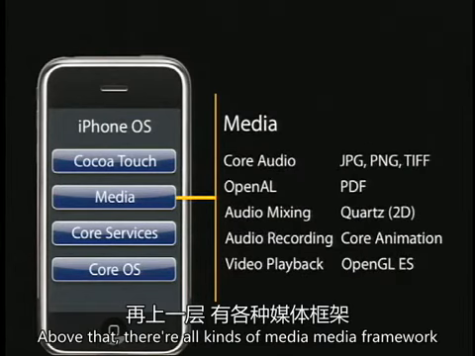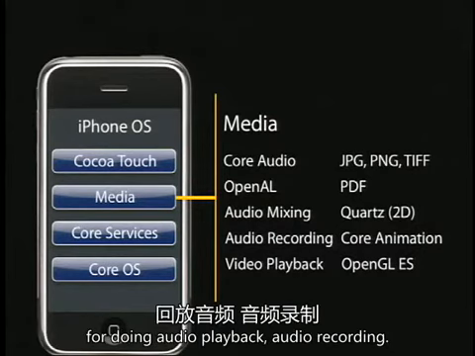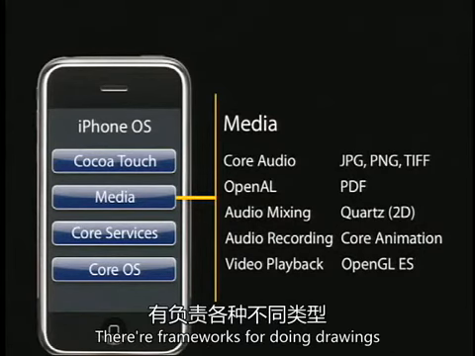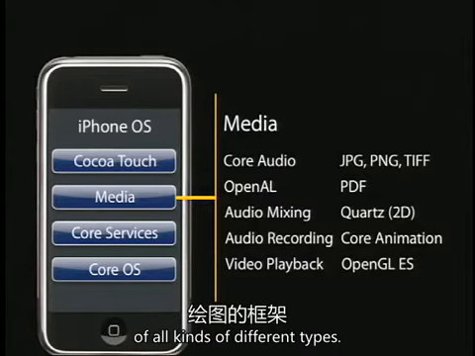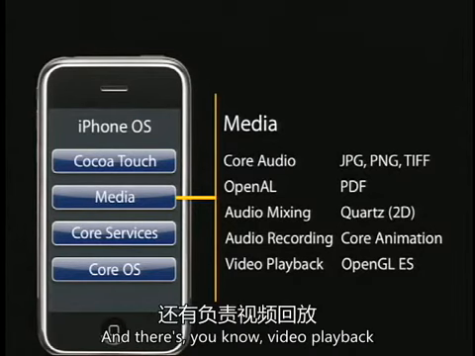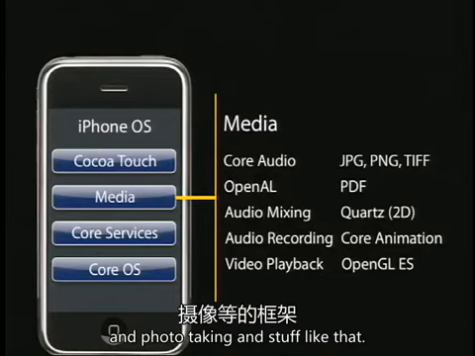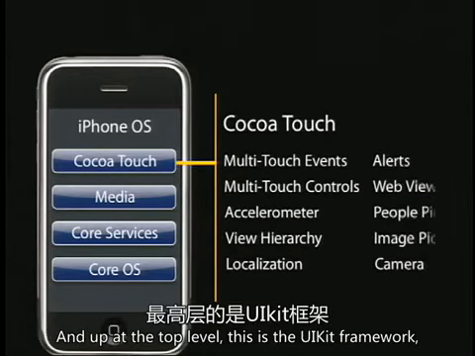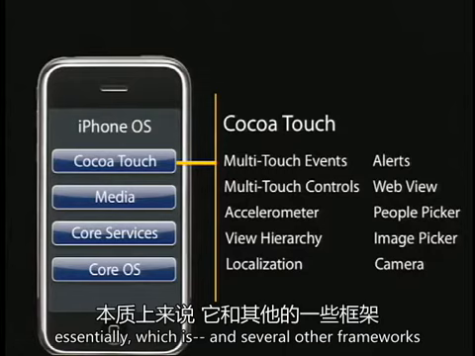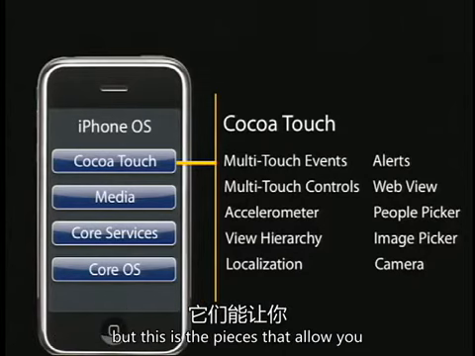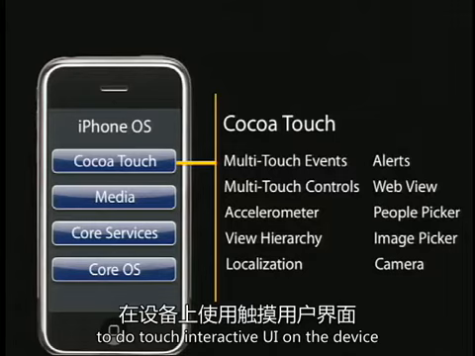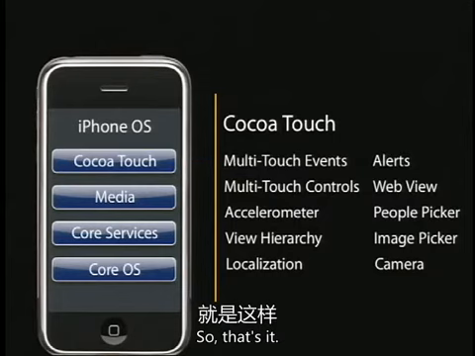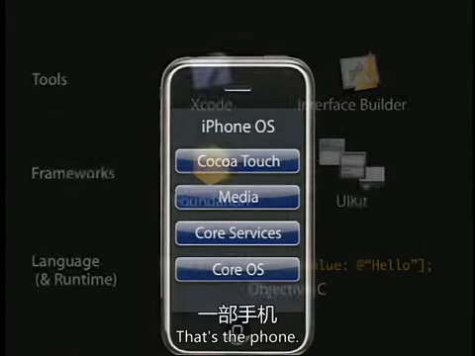Above that, there's all kinds of media frameworks. So there's frameworks for doing audio playback, audio recording. There's frameworks for doing drawings of all kinds of different types. And there's video playback and photo taking and stuff like that. And that all builds on top of the core services below. And up at the top level, this is the UIKit framework, essentially, and several other frameworks, but this is the pieces that allow you to do touch interactive UI on the device. So that's it. That's the phone.